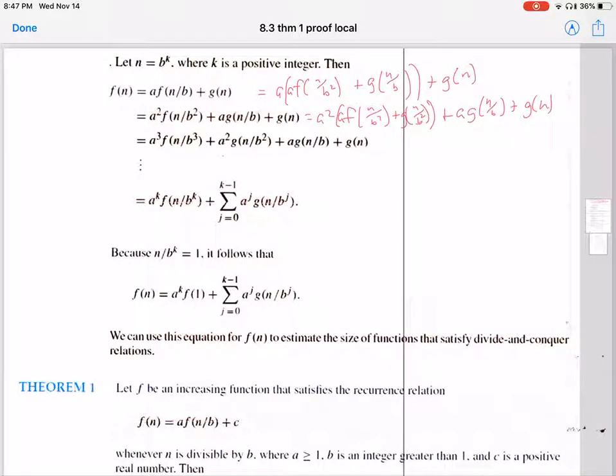We're in Rosen, Discrete Mathematics and its Applications, section 8.3, and here we're going to run through a proof of Theorem One that allows us to calculate the big O of a divide and conquer relation with some specific limitations. Before we do that, we're going to run through an iterative approach of the divide and conquer algorithm so that we can get it down to a form we can analyze.